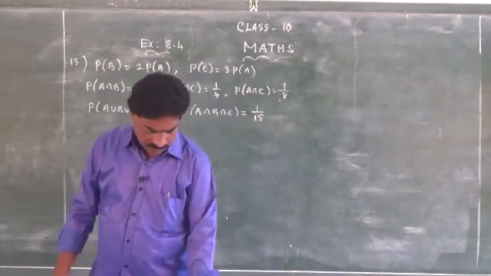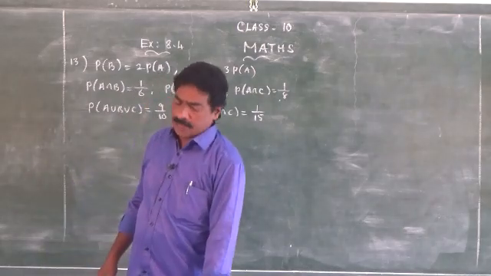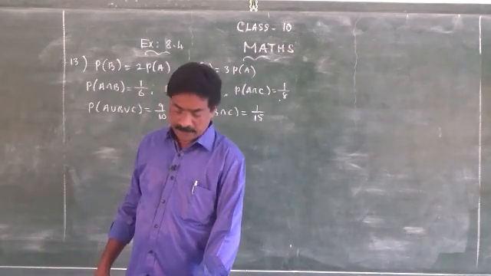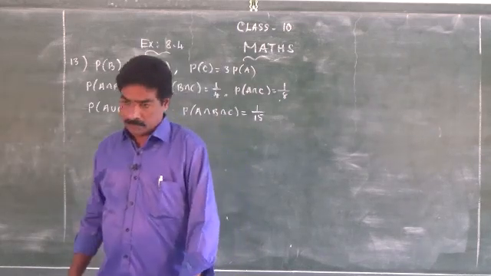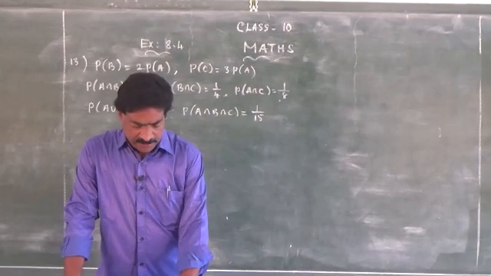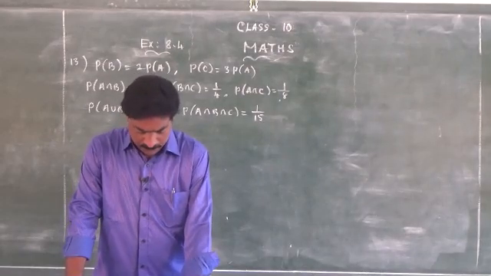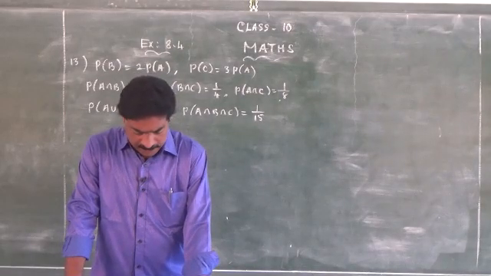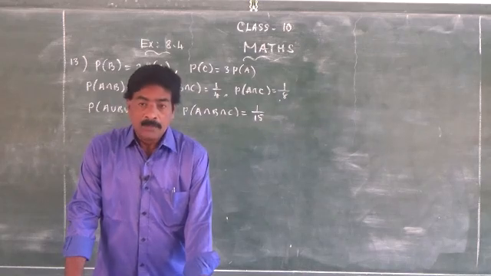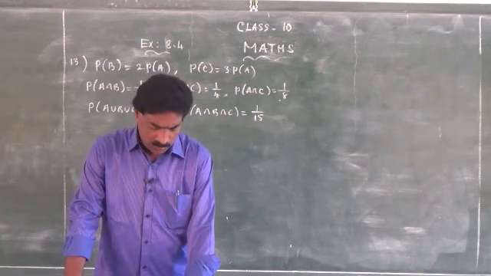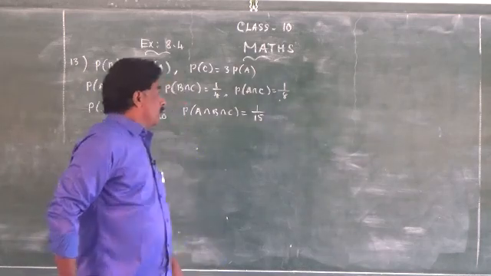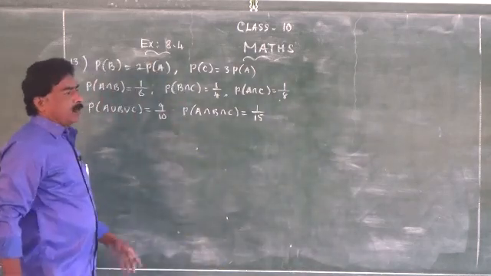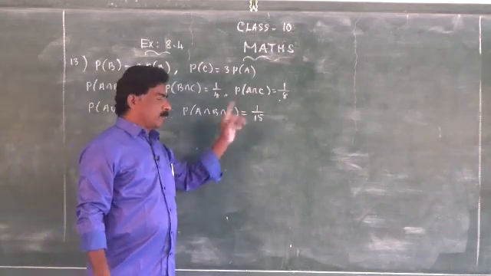The 13th. What is given? If A, B, C are 3 events such that probability of B is twice probability of A, and probability of C is thrice probability of A, and probability of A intersection B is 1 by 6, probability of B intersection C is 1 by 4, probability of A intersection C is 1 by 8, probability of A union B union C is 9 by 10, and probability of A intersection B intersection C is 1 by 15.